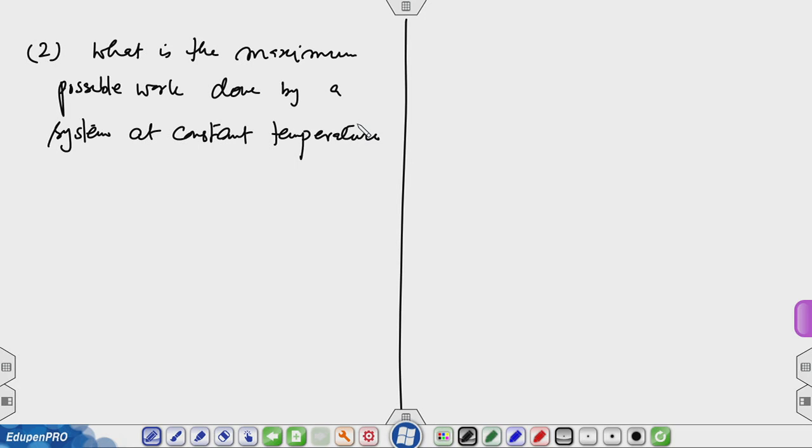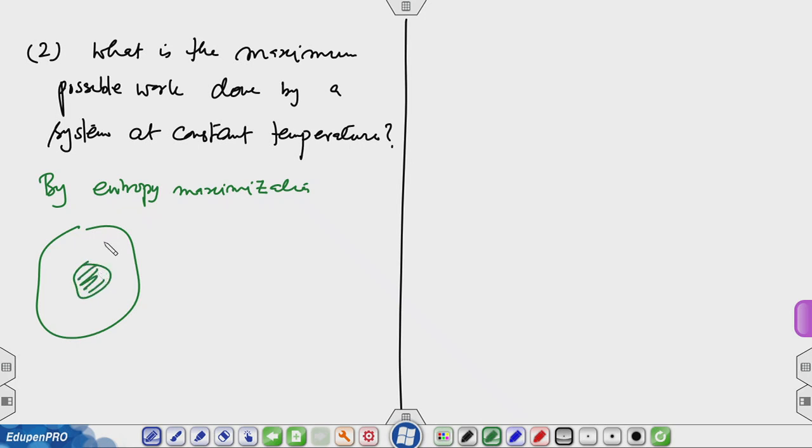So I have this system which is in contact with the reservoir, and we want to see how much maximum work it can do. Again, by entropy maximization, here is the reservoir, here is the system, this is at temperature T, and this is giving heat Q to the system. Then I have delta S universe equal to minus Q over T plus delta S system, and this should be greater than or equal to 0. So minus Q plus T delta S is greater than or equal to 0.